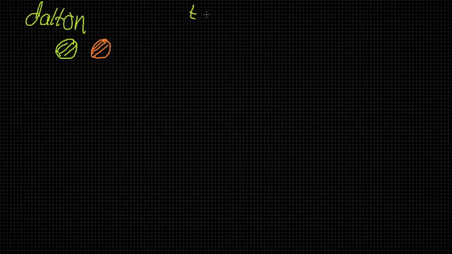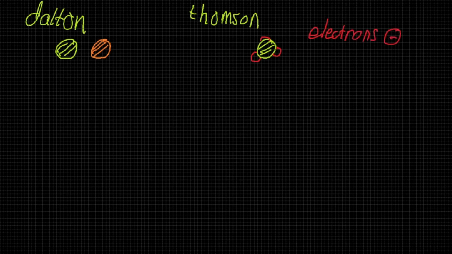The next atom model is the model from Thomson. And he said that an atom has a core which is positively charged, and on that core he has electrons attached which are negatively charged. So you have electrons which are negatively charged, and you have a core which is positively charged.